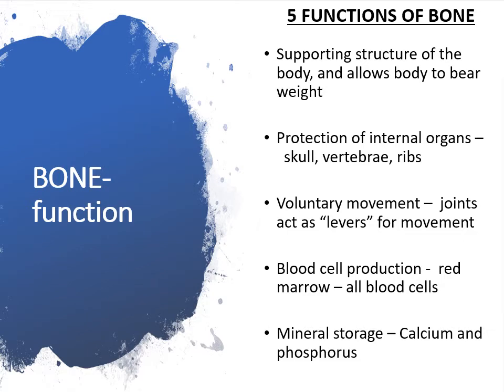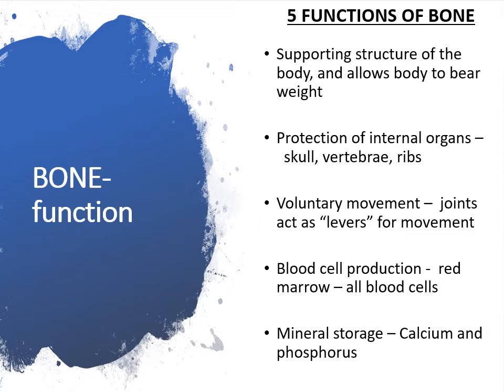What else do bones do? Well, they provide protection to internal organs. For example, our ribs provide protection to our heart and our lungs. Tucked under the ribs on the left side are the spleen and the stomach. Tucked under the right side are the liver and the gallbladder.